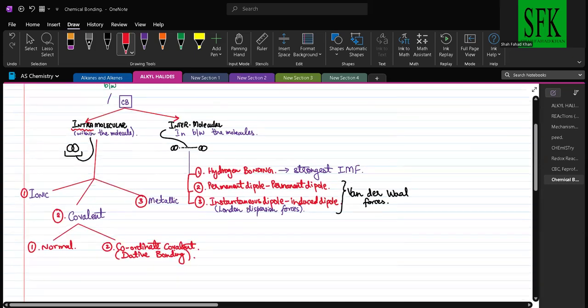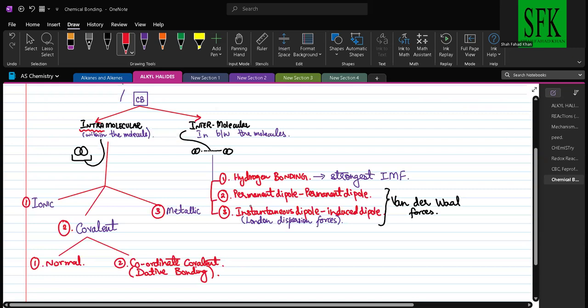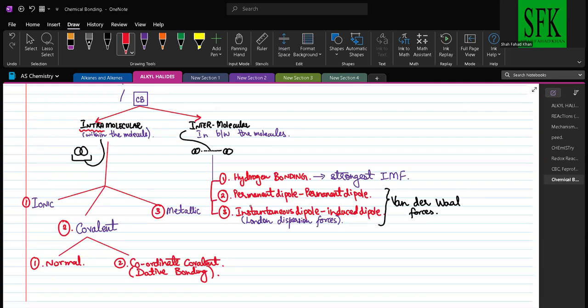Okay, so this mind map will help you remember all the different types of chemical bonds that are out there. In the upcoming videos, we will discuss each of these chemical bonds one by one in detail.